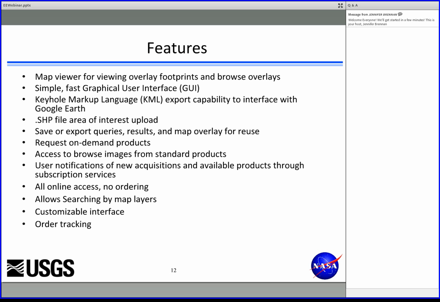Other features that EE has are the map viewer that can overlay both a footprint and a browse image on the map, a simple, fast GUI interface. EE also supports shapefiles and KML area of interest uploads as well as outputs, on-demand product ordering, subscription services, map layer searching, online data access, order tracking, and a customizable interface.